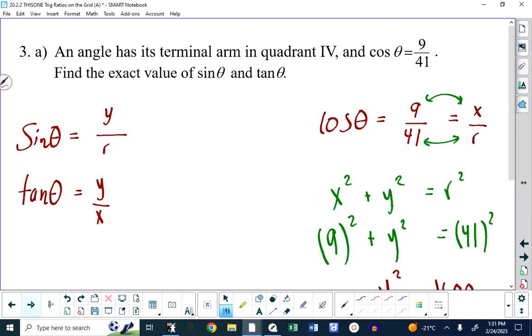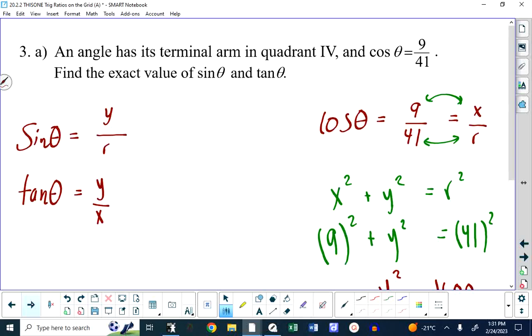Do we use both? How many of you know which one we use? What is it, Ashira? Why is it negative? Right. There's that detail in the question that says the angle terminates in quadrant 4. Well, in quadrant 4, y is negative.